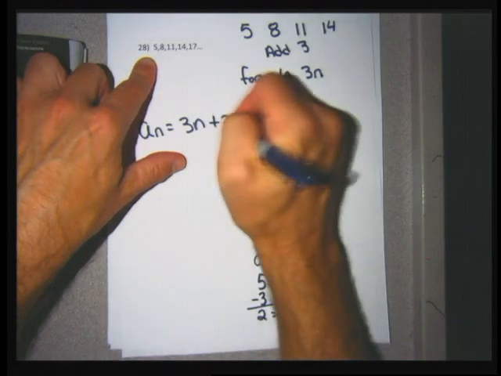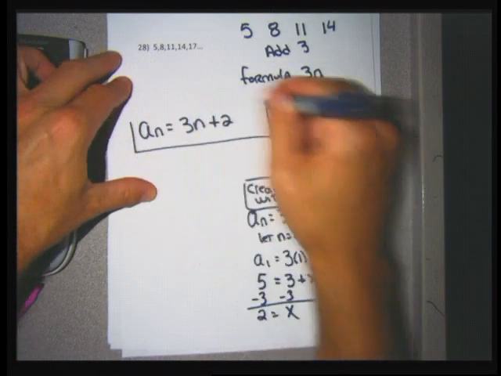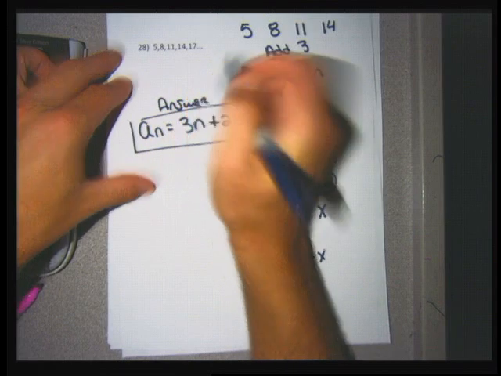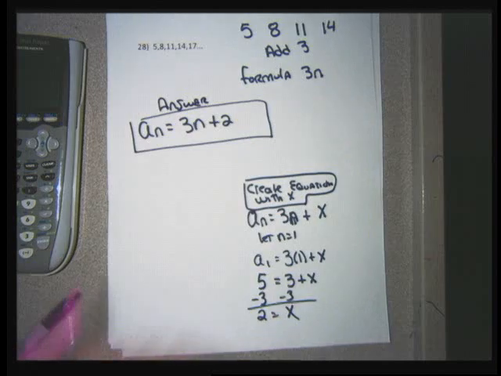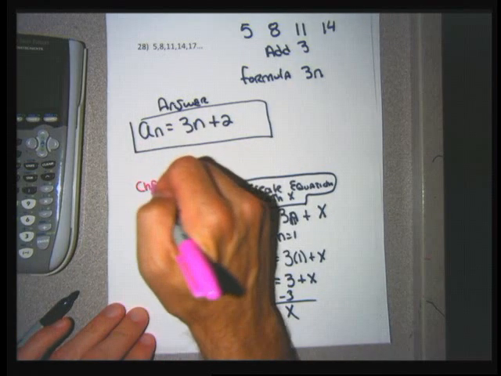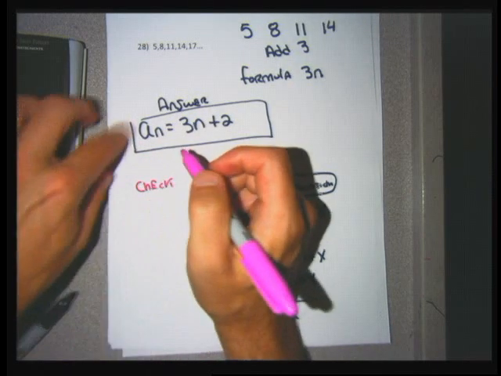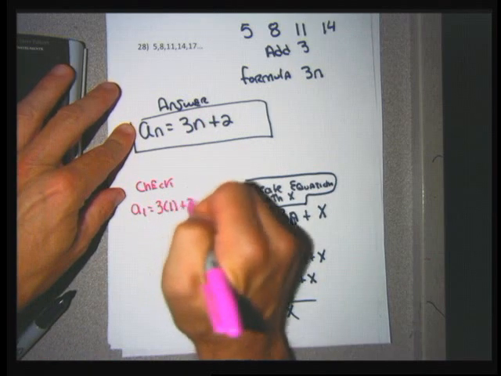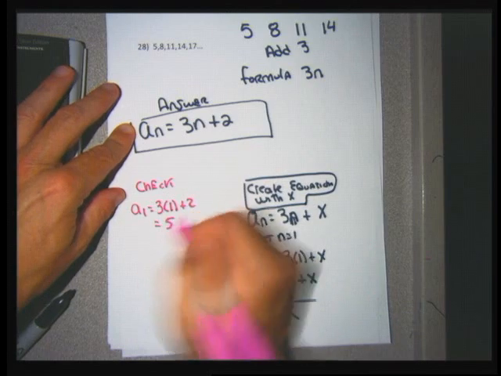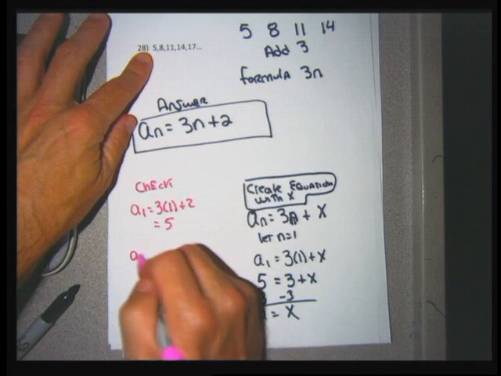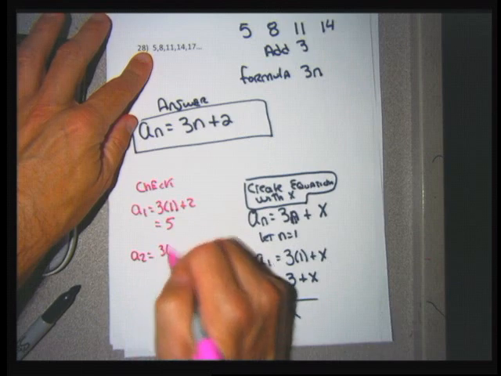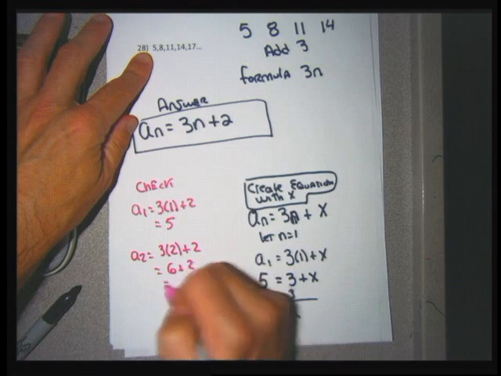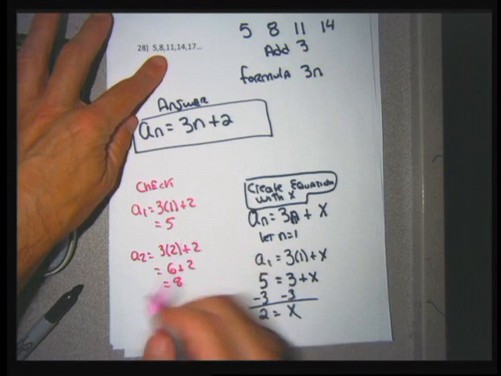I claim that this sequence can be generated by 3n plus 2. Let me check to make sure that that actually is going to generate the right list. So a sub 1 would be 3 times 1 plus 2, which is 3 plus 2, which is 5. That's good. A sub 2 is going to be 3 times 2 plus 2, which is 6 plus 2, which is 8. That's good.